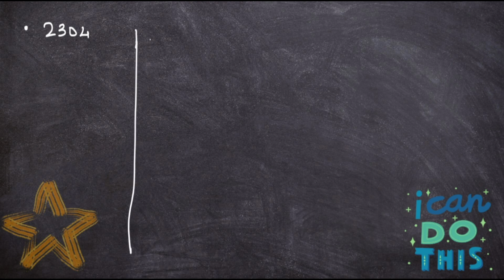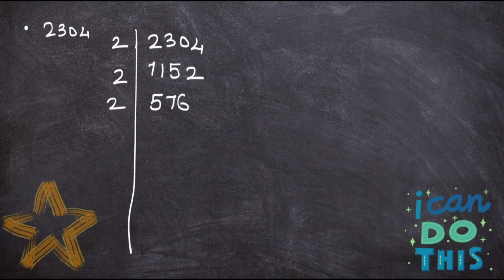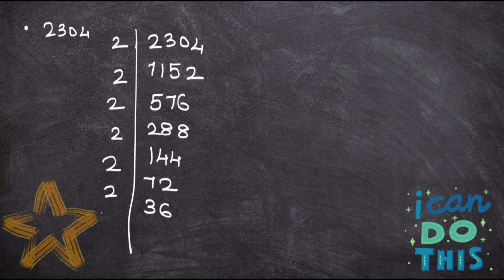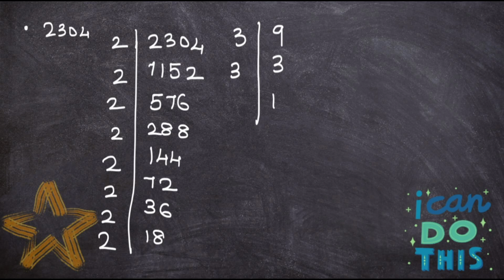Big number means the prime factorization will be big. Okay. So start doing 2304: 2, 1152, 2, 576, 2, 288, 2, 144, 2, 72, 2, 36, 2, 18, 2, 9. Now 3 3s are 9 and 3 1s are 3. Now I'll write the prime factorization over here.